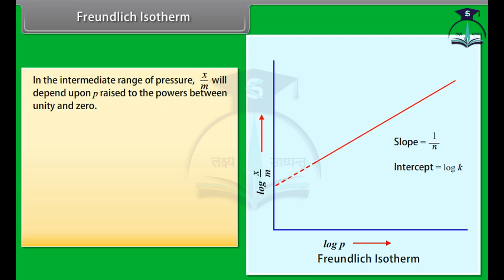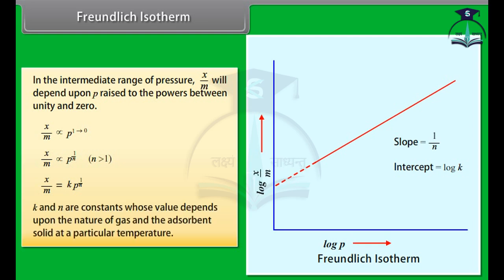between unity and 0. This can be expressed as x/m ∝ P^(1 to 0), or x/m ∝ P^(1/n), where the value of n is greater than 1, or it can be written as x/m = k P^(1/n).